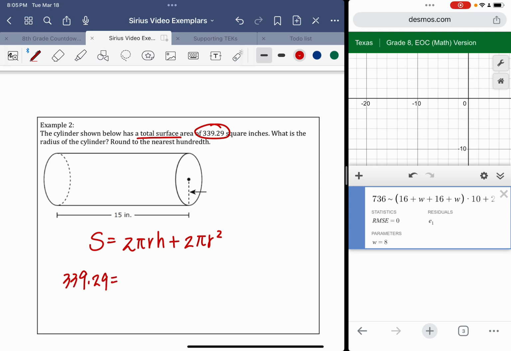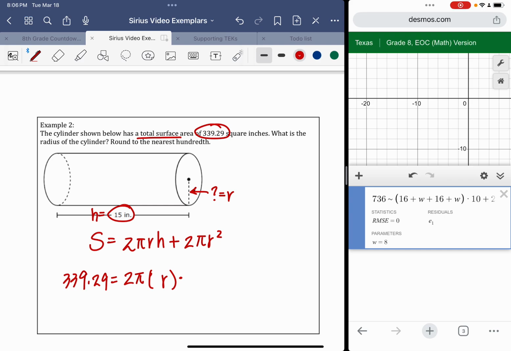339.29 equals 2 pi. Oh, what do we need? Do we have the radius? Because 2, and pi are the numbers. Do we have the radius? Do we have the height? If you're going back to the shape, what is that 15? It's the height. So that means, do we have a radius, which is half of the circle this arrow is pointing at? No. So this will be my radius. I don't know, so let's just put a radius. I usually will use the parentheses to cover the radius because sometimes we do have the power of 2 or 3.